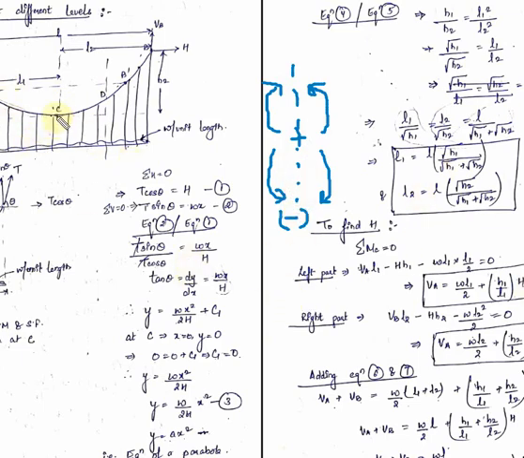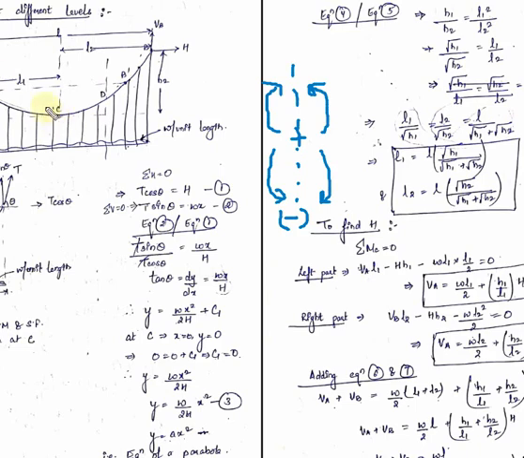Now we are taking summation MC equal to 0. So first we are taking the left part. In the left part we have three forces: one is VA, one is capital H, and one is the UDL. So first we will see VA. VA is acting in the upward direction.